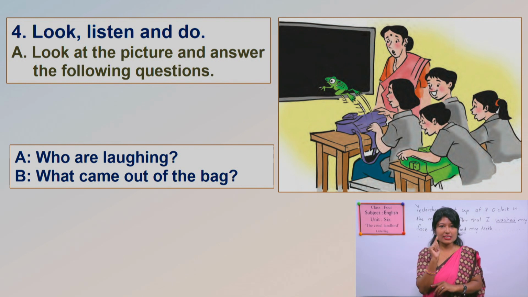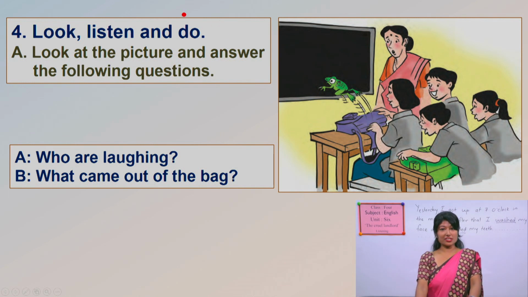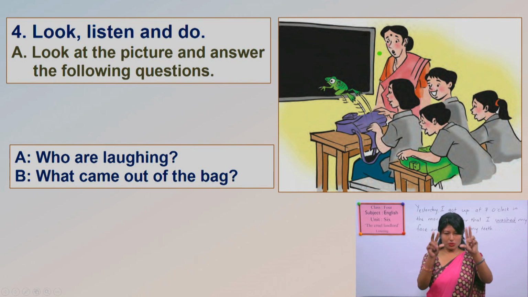We are doing listening and then activities, exercises based on that listening. For that, first of all, what is given here? Let's see. Look, listen and do. First of all, look, because here is a picture. Okay, a funny picture. We have to look at this picture carefully, and then listen.